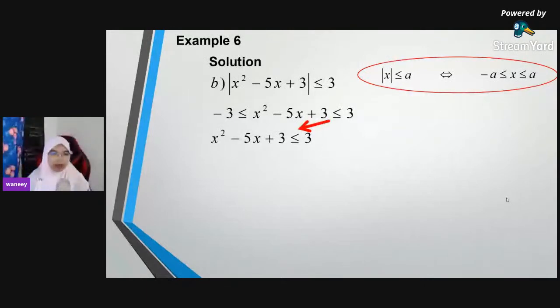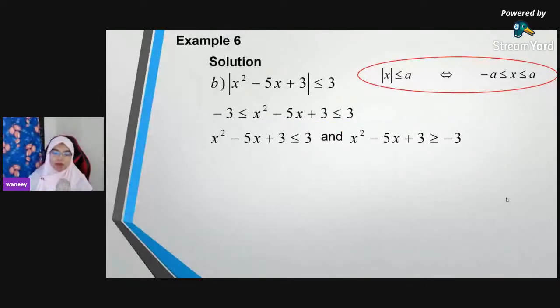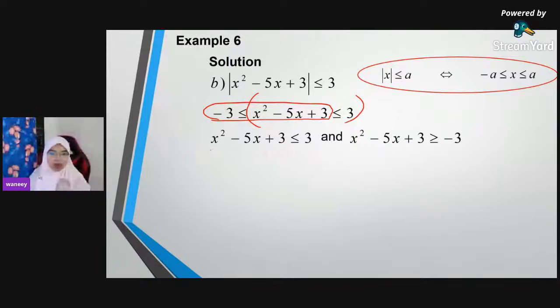So we can have x square minus 5x plus 3 less than or equal to 3, and x square minus 5x plus 3 greater than or equal to -3. It should be something in between, but I cannot solve them directly, so that is why I should separate them into 2. One over here, another one is here, one left, one right hand side. Now on the left hand side, we should solve them until we get the solution.